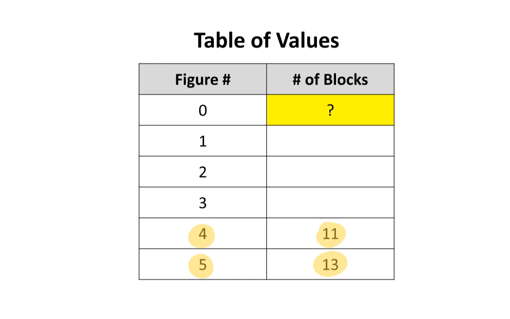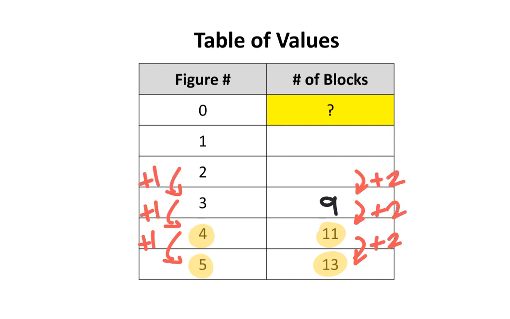Let's start by finding the rate of change. You'll notice that this is an increase of 2 blocks for every one figure number. I'm going to use this rate of change to slowly work backwards to find my initial value. Therefore, just by using 2 pieces of important information, finding the rate of change, and working backwards, I've determined the initial value to be 3.